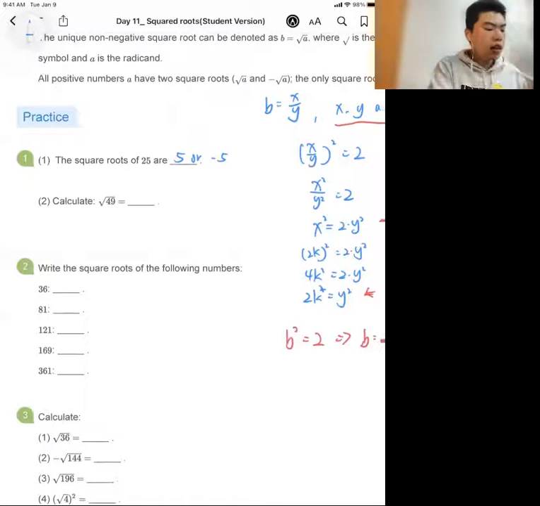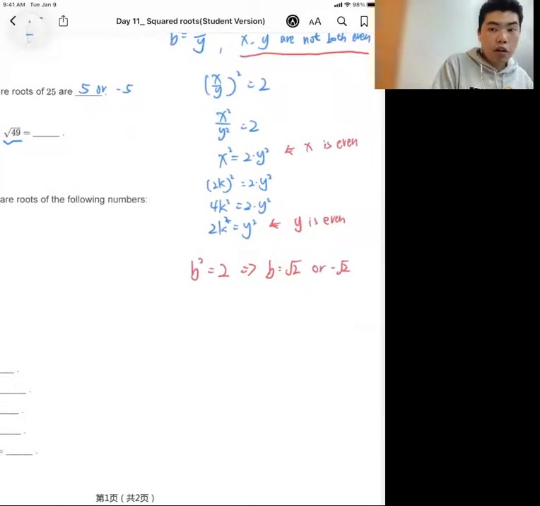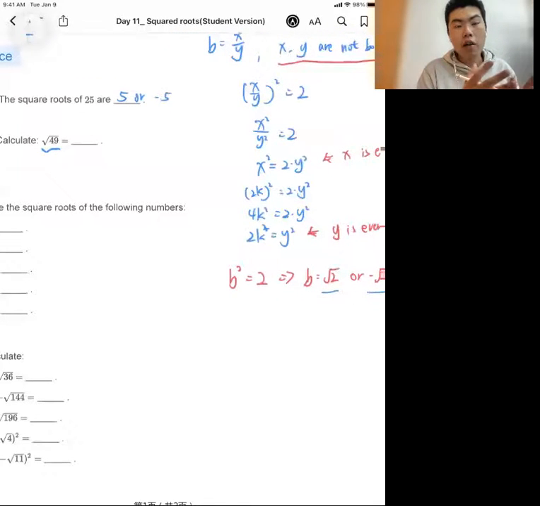Now, what about root 49? If we just have a radical symbol, we need to know that this one would not be the 2 square roots, okay? It's only the positive square root, because we saw that if b squared equals 2, then we have b equals root 2 or b equals negative root 2. So if we just have a radical and 49, that means we are talking about the positive square root. So this one would only equal 7, okay? So here we only have the positive one for root 49, okay?